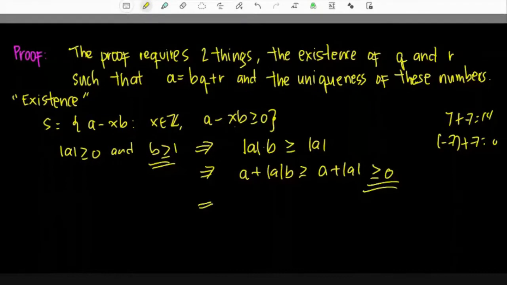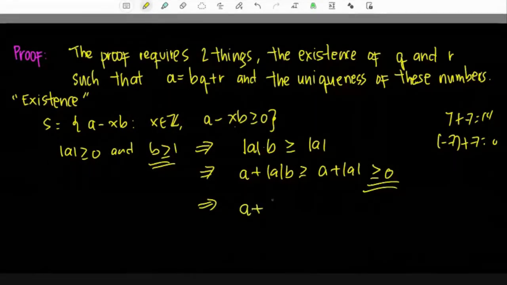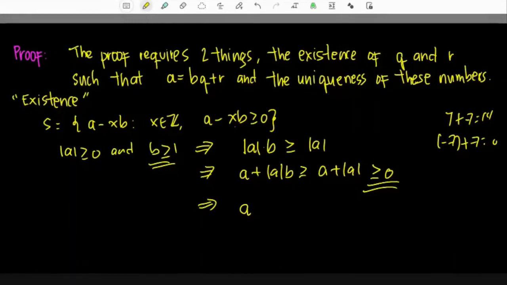But we can rewrite this as A plus, let's put minus rather. So, this becomes negative of the absolute value of B. Kumbaga, nire-write lang natin tong expression na to. So, negative times negative, positive pa rin naman. So, they are still equal and they are always greater than or equal to 0. So, A minus the negative of A times B, which is positive.